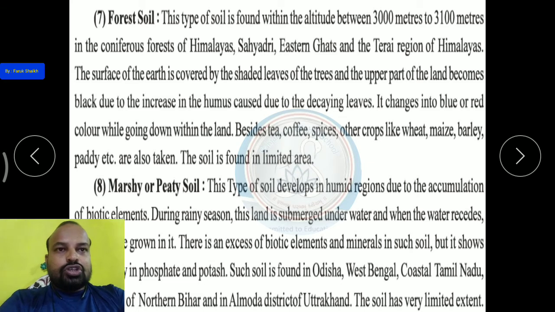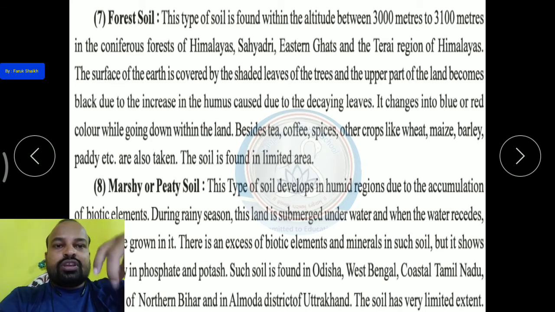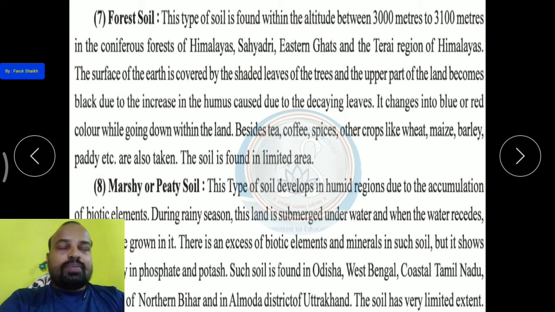Coniferous forest means all the trees are shaped like a cone. From the top it is very narrow, and as it comes down, it becomes wider. There is also a reason behind it. In the Himalaya region, when snow is falling and falls on the tree, it can easily slide down from the tree. It is not collected or stored on the tree.